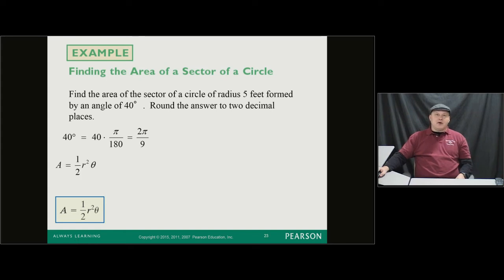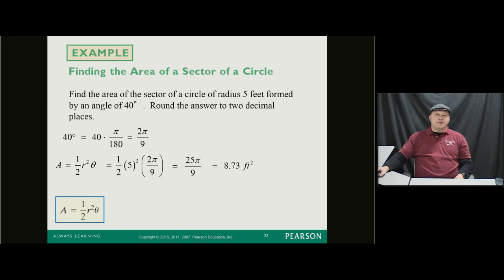A equals 1/2 R squared times theta, and just drop in the numbers in the appropriate place. So it's 1/2 times 5 squared times 2 pi over 9. At this point, I usually just pull out my calculator and put in 0.5 times 5 squared times 2 pi divided by 9 and let my calculator do the work for me. But the exact answer is 25 pi over 9, and the decimal equivalent is 8.73 square feet.